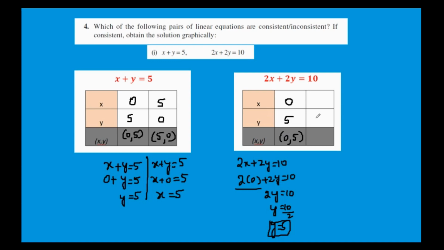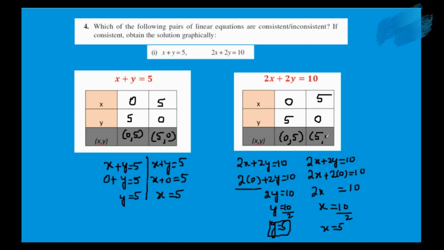Now I will assume y value is 0. I am going to replace y with 0 in the given linear equation. 2 times 0, 2 into 0 is 0. As 0 has no value, I am not representing it here. So 2x is equal to 10, x is equal to 10 by 2, which is 5. Students, when y is 0, x will become 5. So the ordered pair is 5 comma 0.